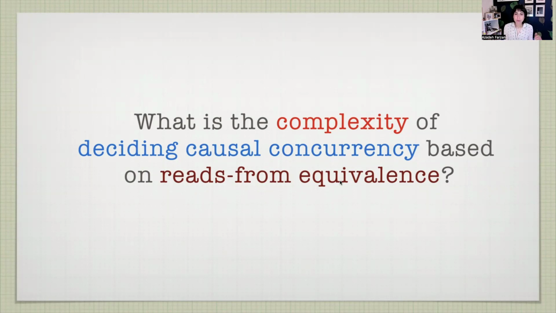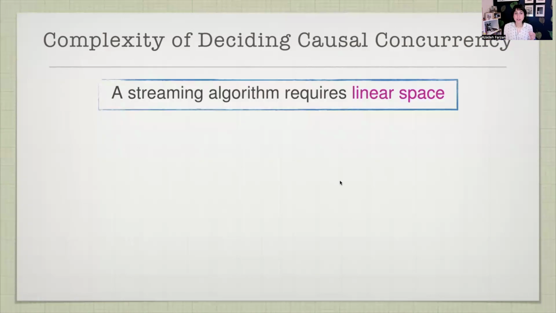But we studied the complexity of this problem, and it turned out that things are not really as well as we would like them to be. The most important complexity result is this lower bound that says that if you wanted to check for causal concurrency in a streaming fashion, as in as you're reading the concurrent program run from left to right and trying to decide on the go, then you require a strictly linear space to make the causal concurrency decisions. And this is really the most important bad thing that we care about.